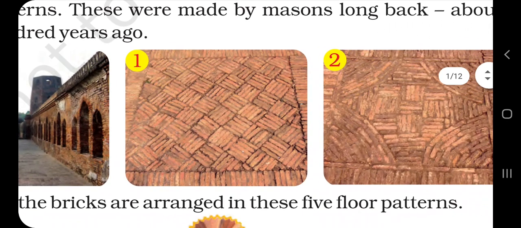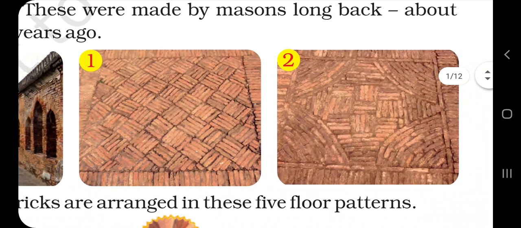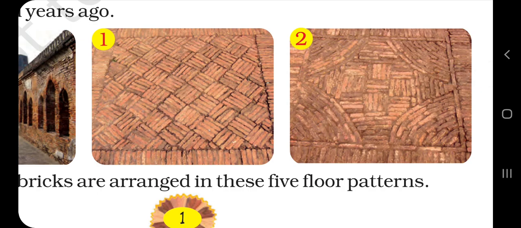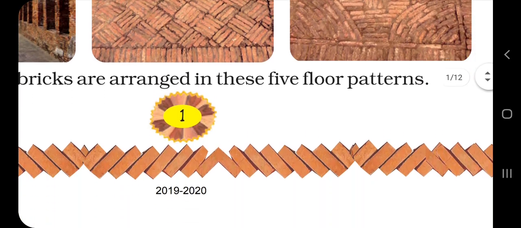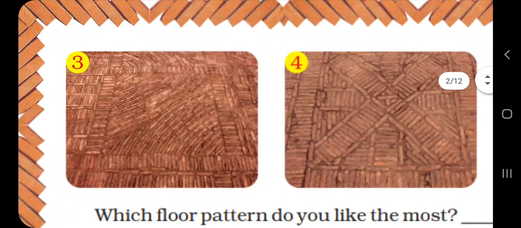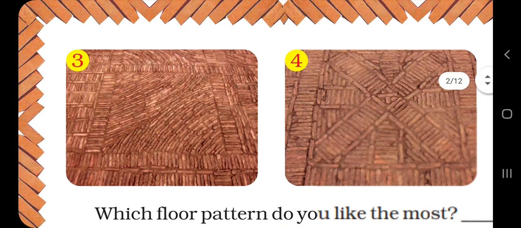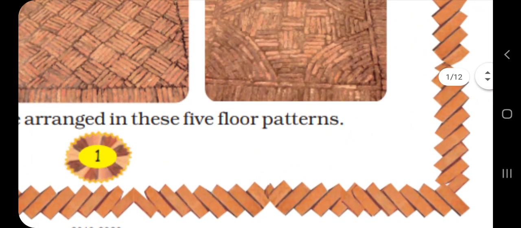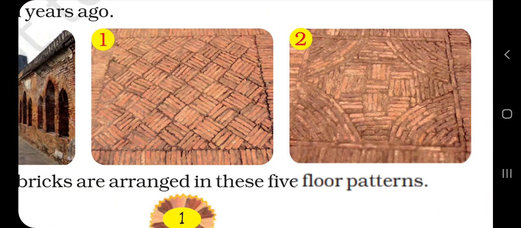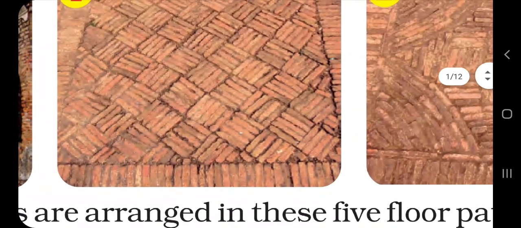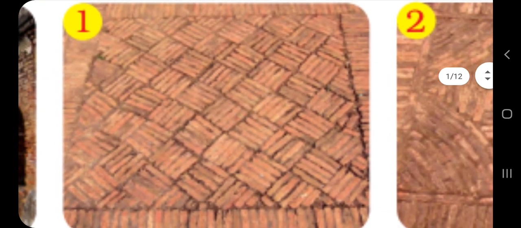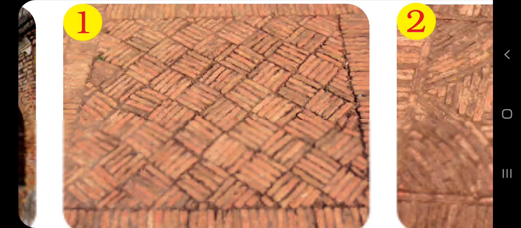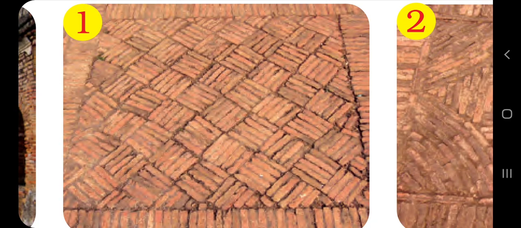Now, what we see? Different patterns on the floor. Here we see the patterns. Now, pattern 1, pattern 2, pattern 3, pattern 4, and pattern 5. What we see? There are 5 floor patterns. Now, if we observe pattern 1 very carefully, what do we see?